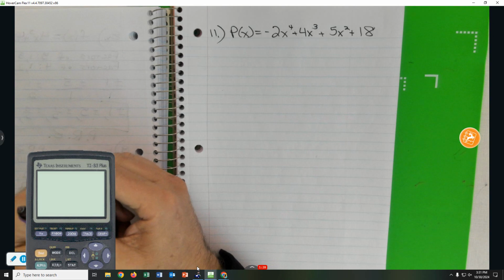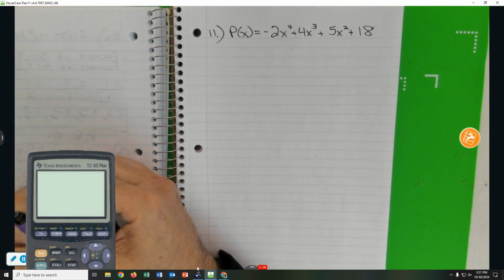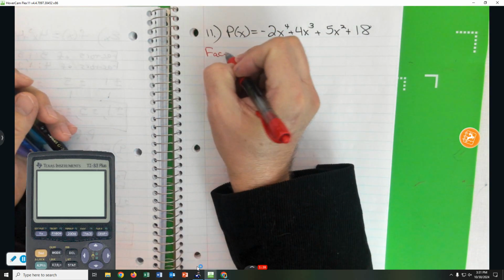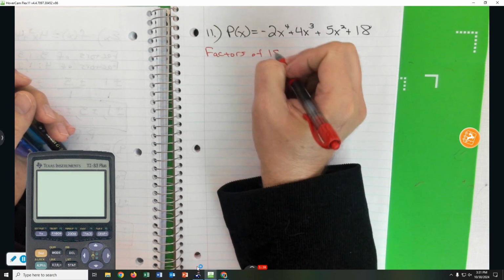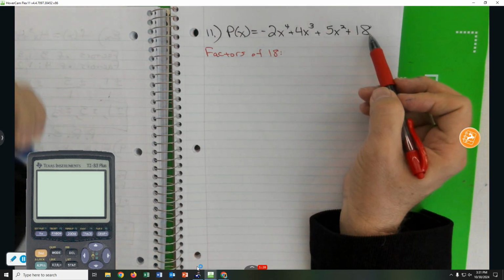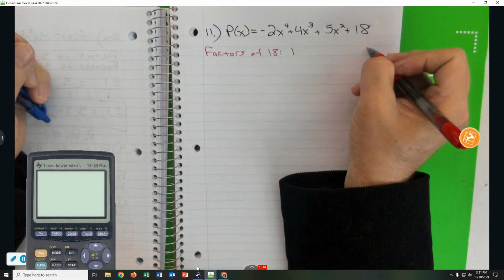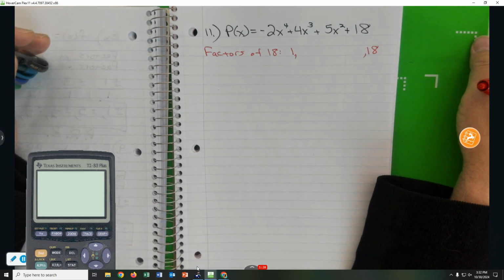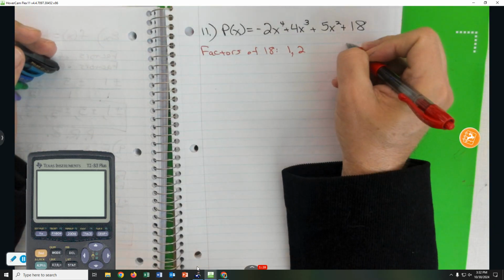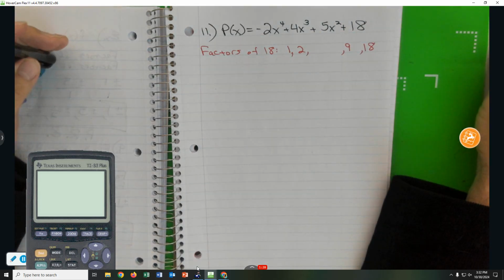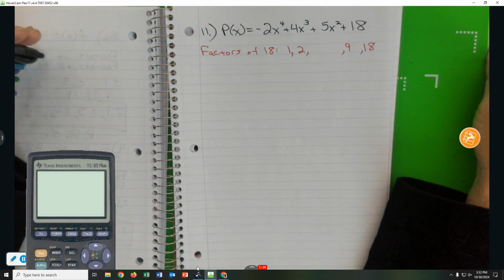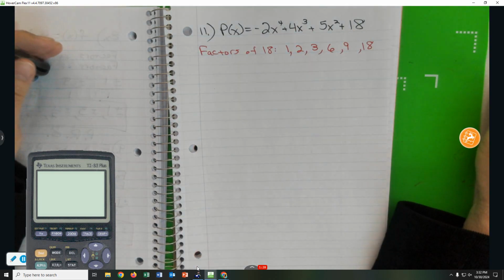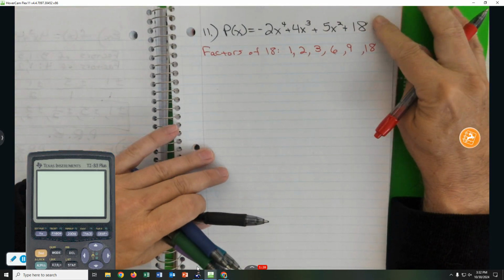The first thing I'm going to do is write out the factors of 18. I'll do that first, because that's what goes on top. That's the constant term. Well, it's 1 times 18. What else? 2 times 9. And any more? 3 times 6, I agree. So those are the factors of the constant term.